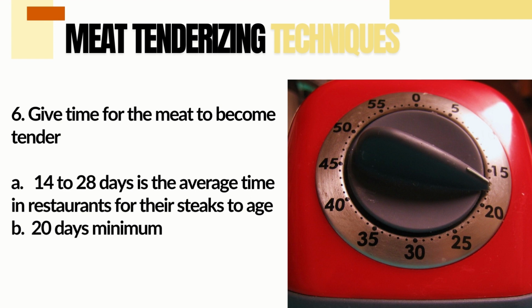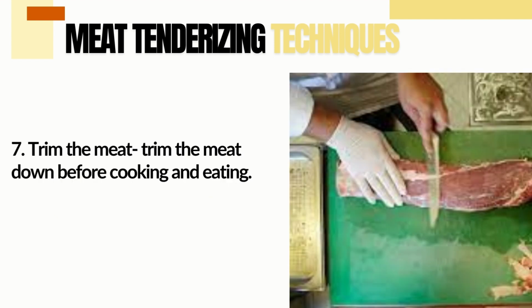6. Give time for the meat to become tender. A. 14 to 28 days is the average time in restaurants for their steaks to age. B. 20 days minimum. 7. Trim the meat. Trim the meat down before cooking and eating.